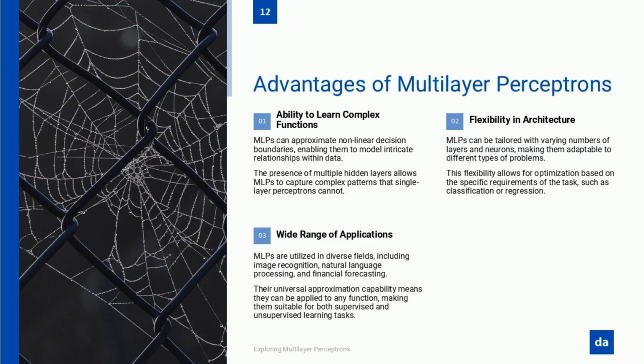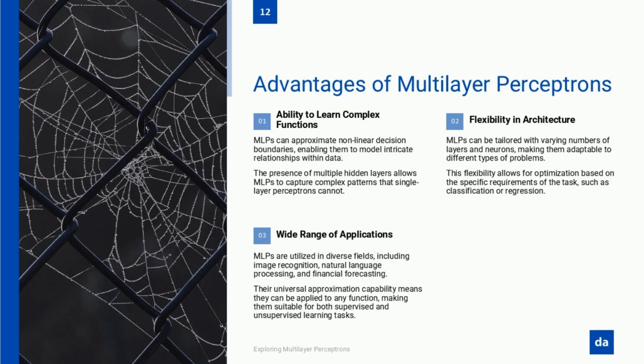Think about it, data in the real world is messy. If you tried to classify emails as spam or not using just a few simple rules, you'd fail miserably. But MLPs can process thousands of features, detect hidden connections, and build a sophisticated understanding of the data.